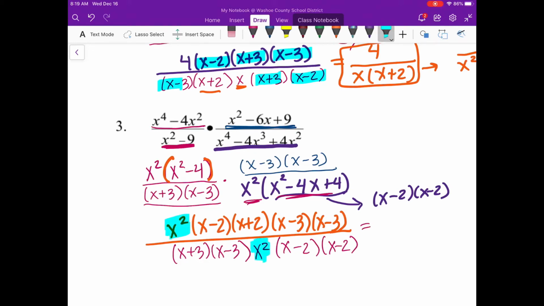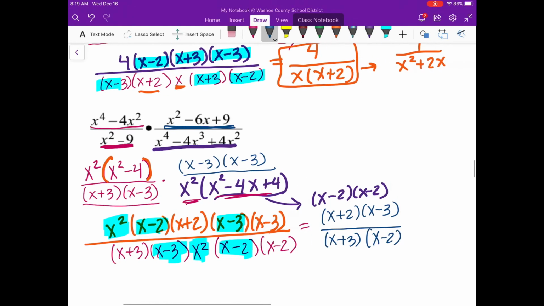Okay, so let's see what cancels out here. We actually have an x squared in the numerator and the denominator, so that cancels. We have an x minus 2 and an x minus 2 here. We have an x minus 3 and an x minus 3 here. And that's about it as far as canceling numerator and denominator. So we have x plus 2 and x minus 3 in the numerator, and x plus 3, x minus 2 in the denominator.